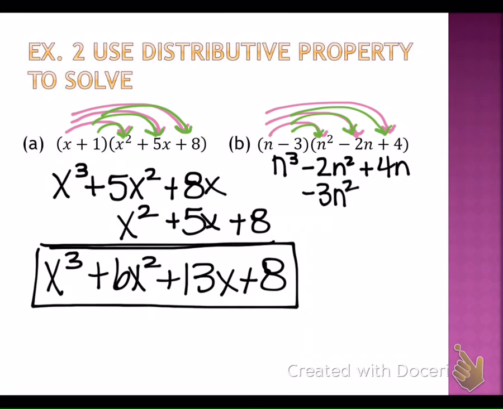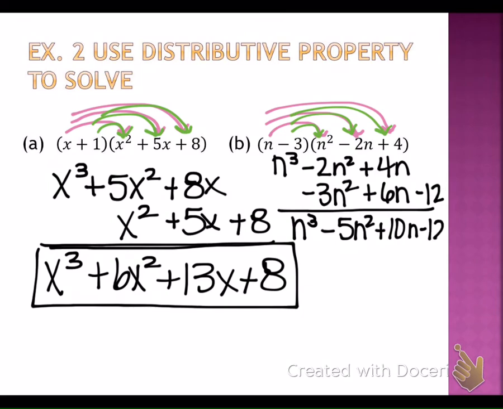What is negative 3 times negative 2n? Positive 6n. Does that have a like term? Yes, it's 4n. So let's line it up underneath its like term. And what's negative 3 times 4? Negative 12. Does it have a like term? No, so we just put it on the end. So n cubed. What is negative 2n squared minus 3n squared? Negative 5n squared. What's 4n plus 6n? 10n. And of course, we just bring down the negative 12.